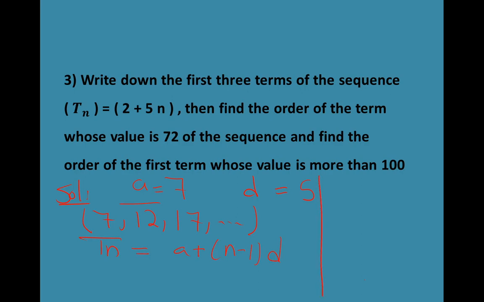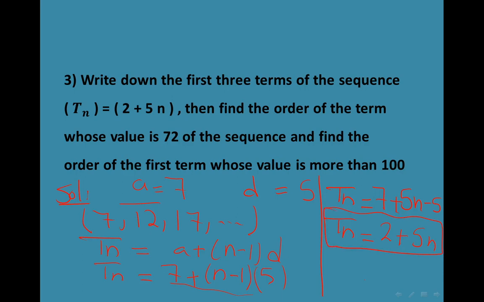Then Tn equals A, which equals 7, plus n minus 1, I leave it as n minus 1 as it is, and D equals 5. I'll try to simplify this expression. Then Tn equals 7 plus 5 times n, which gives 5n, and 5 times negative 1 equals negative 5. Here Tn equals 7 minus 5, which equals 2, plus 5n.